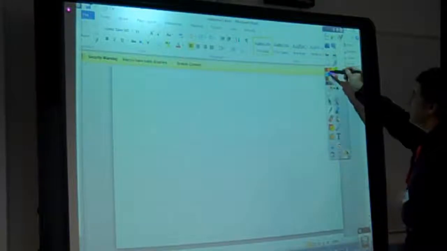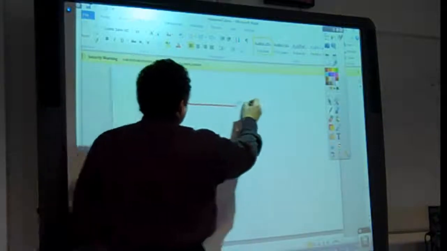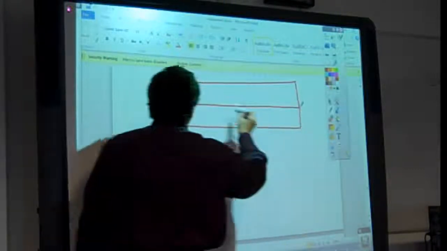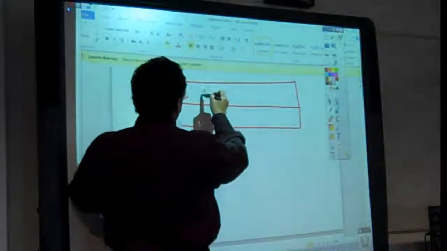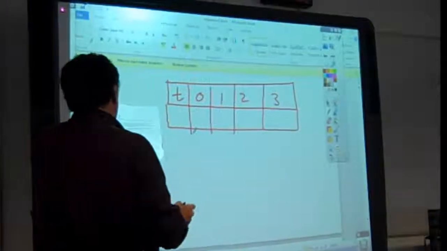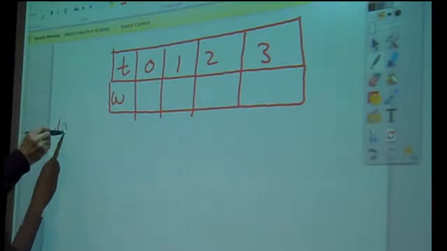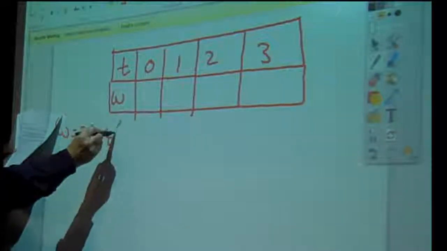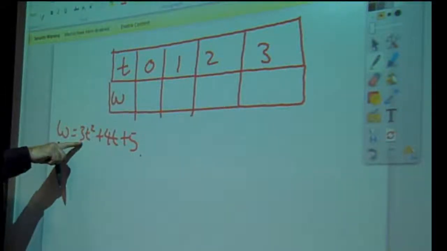Okay, so we'll clear that and change the colour a little bit. I'll just do this roughly, it doesn't matter too much about the presentation. The time values only said between 0, 1, 2 and 3, so we'll just go for that. They want you to find the angular velocity omega, and if you remember, the equation for omega was 3t squared plus 4t plus 5. So for every single one of these, we put it in here.